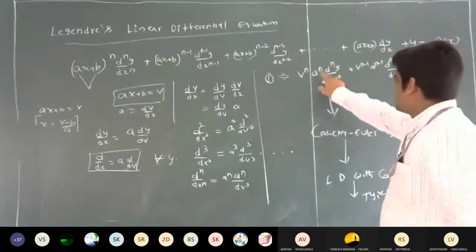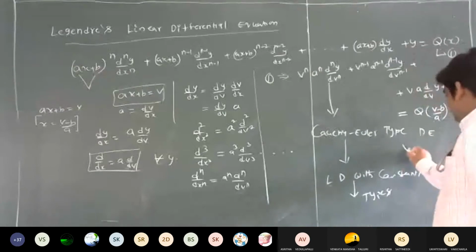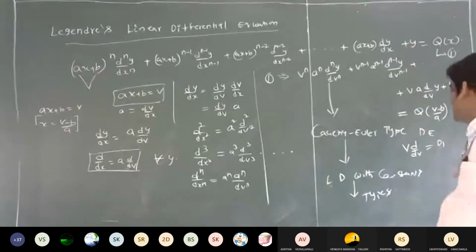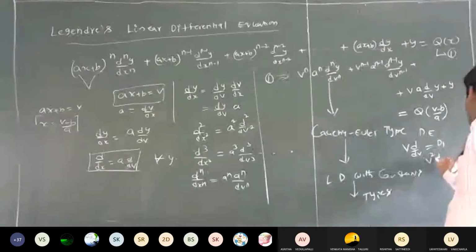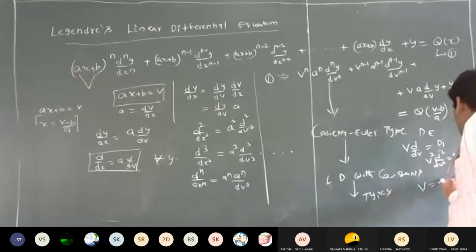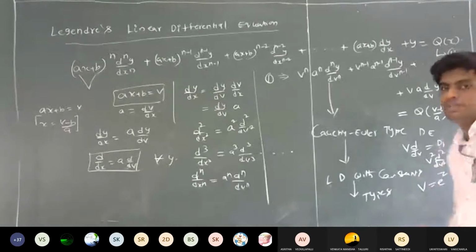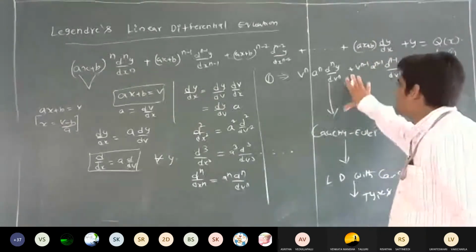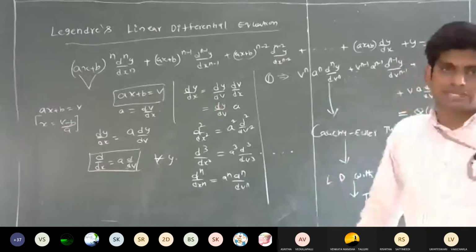So here you just replace v d by dv, that is equal to d1. Next, d square into v square d square by dv square is equal to d1 into d1 minus 1. Next, what's our assumption? Here v is equal to e power z. As usual, from this onwards we just apply the Cauchy-Euler type, right?